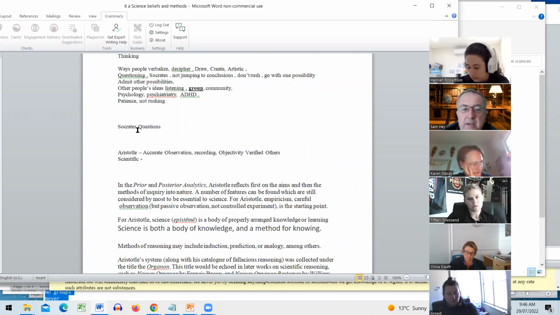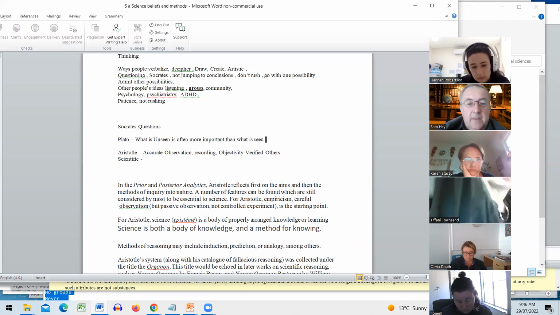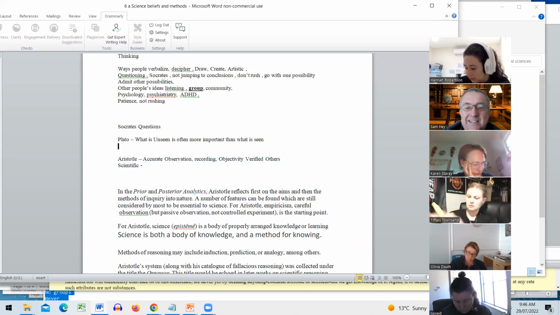Plato has a different emphasis beyond Aristotle, in that Plato says what is unseen is often more important than what is seen. Now, science often focuses on what can be seen and measured, but Plato says it's all these unseen things that are often just as important.